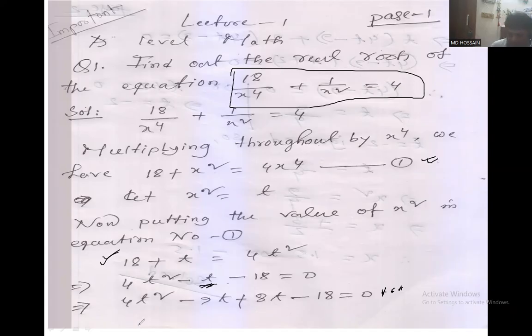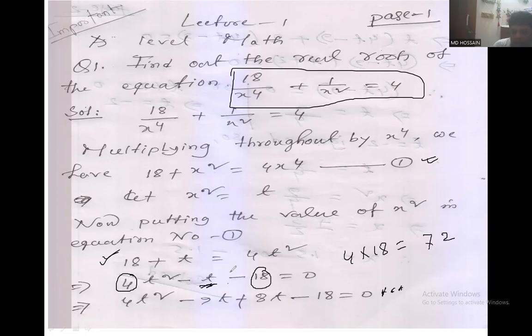Which one is the first number here? Can you tell me? This one is the first number, 4. And the last number is this one, 18. Now multiply 4 by 18, which is 72.